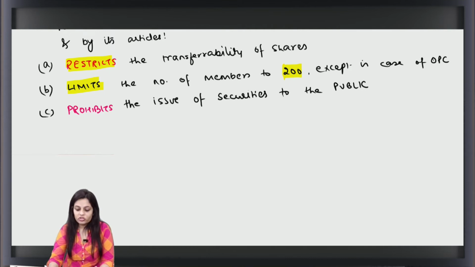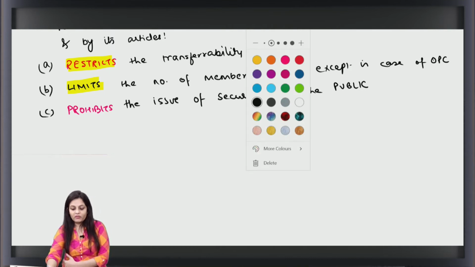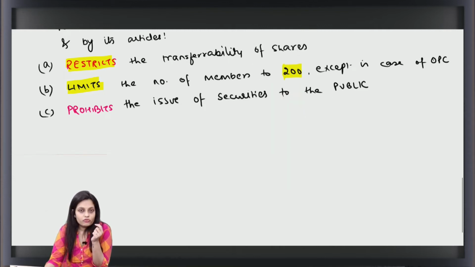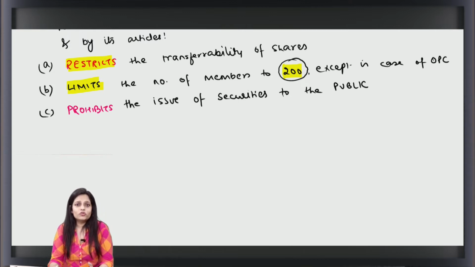Why such restriction? Because if we have too many members, then where is the concept of a private company? If I give you infinite number of members, then what is the concept of private company here? Private company means something which is private, so less number of members. However, there are certain rules while calculating this 200. Act ने बहुत clearly कुछ rules दिया है how to calculate this 200. मतलब who will be counted and who will not be counted.